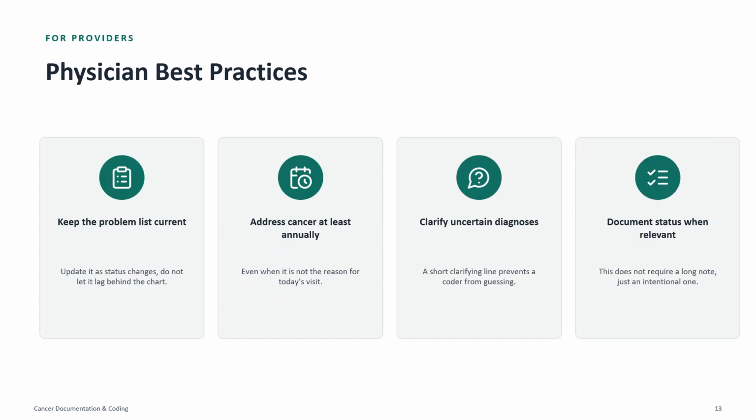Providers should keep the problem list updated. Address cancer at least annually. Remember, if those risk adjustable codes aren't captured annually, you'll miss capturing that risk. They reset every year. So even if it's not the main issue for the visit, clarify uncertain diagnoses instead of leaving them ambiguous, and document status at every visit where it's relevant. None of this requires long notes. It just requires intentional ones.